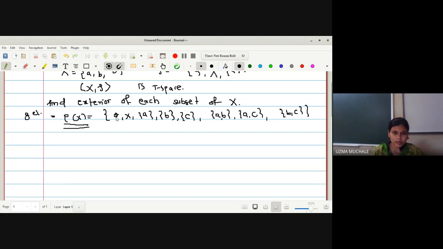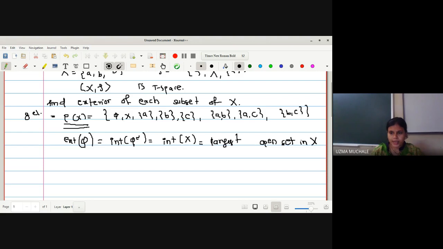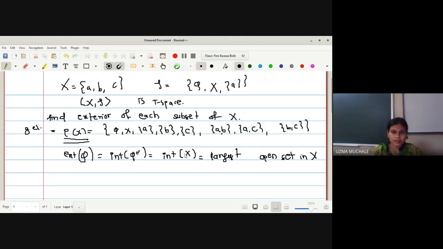Now, what is the first subset? That is φ. Let us find what is the exterior of φ in this topology. It is nothing but the interior of φ complement, which is the interior of the complement of φ, that is X. So what will be the interior of X? What is the largest open set in X contained in X? How many open sets do we have? φ, X and {a}. So the largest open set contained in X is X itself. So the exterior of φ is nothing but X.